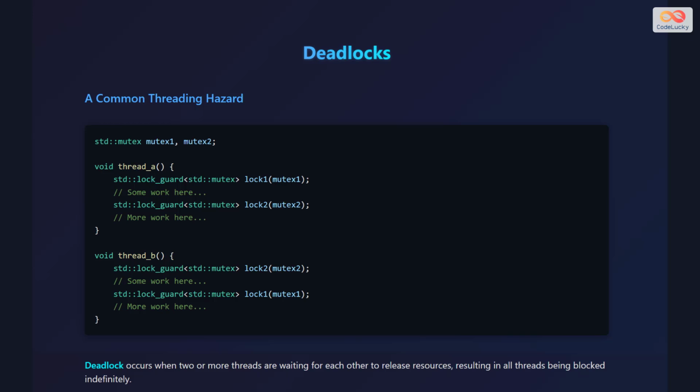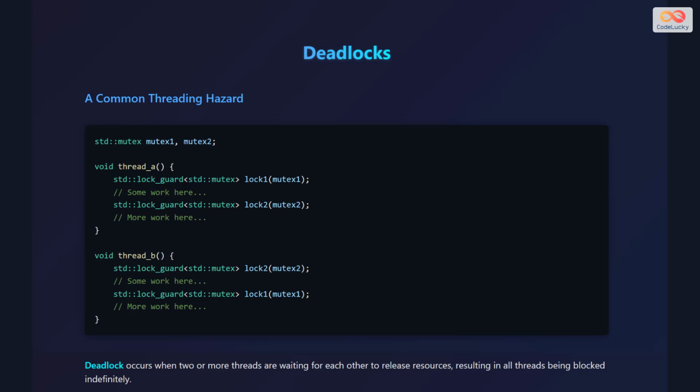Let's discuss deadlocks, which are a common threading hazard. Here's an example. Two std::mutex variables, mutex1 and mutex2, are declared. Thread A locks mutex1 and then tries to lock mutex2. Thread B locks mutex2 and then tries to lock mutex1.